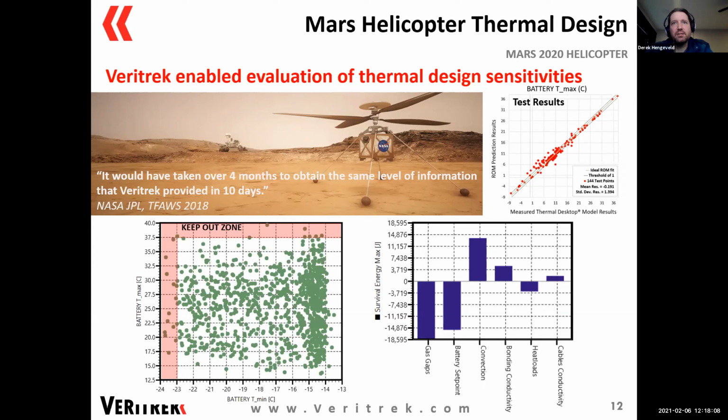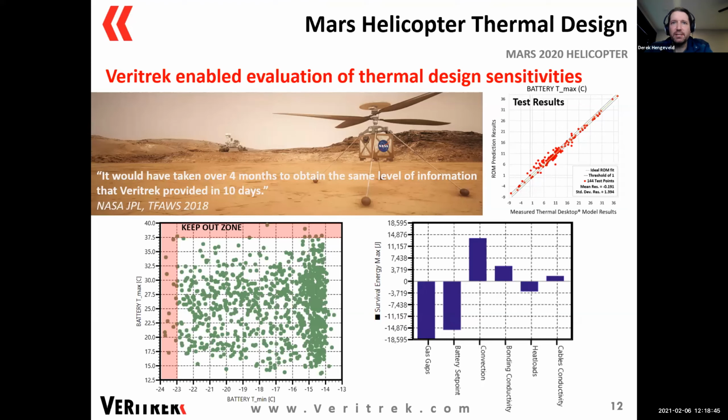Even more interesting is the plot in the lower right. We used a sensitivity study to look at those relationships between input factors and output responses. In this plot in the lower right, we're looking at the sensitivity of input factors and how they impact survival energy of the battery. How much energy do we need to keep the batteries and the systems warm enough so we can fly the helicopter? And what JPL wanted to determine is, of those input factors, which are the leading culprits that impact survival energy? Is it cable conductivity?